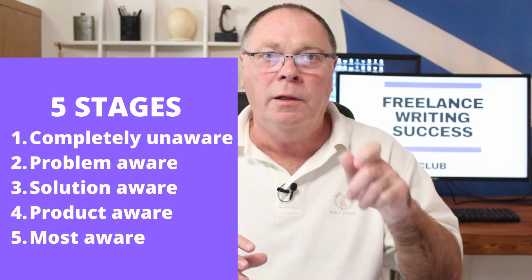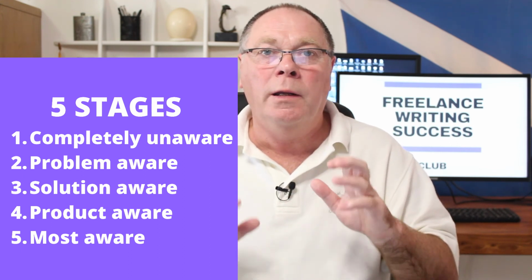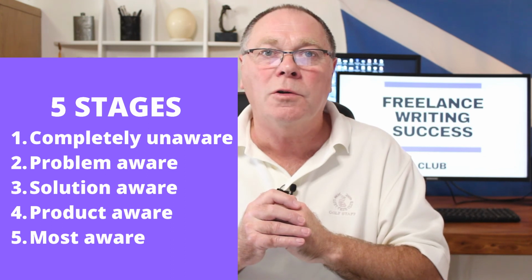Just to quickly recap: completely unaware, where they don't know anything. Problem aware, they know they've got a problem, but they're not aware of a solution. Solution aware, they know there's a solution, but they don't know if it fits them. Product aware, they know you've got a product which potentially could help them. And on the 5th stage, they're the most aware, and you're ready to close the customer. They're just looking at the deal and what you have to offer. So that was the 5 stages of awareness. I hope you found that useful.